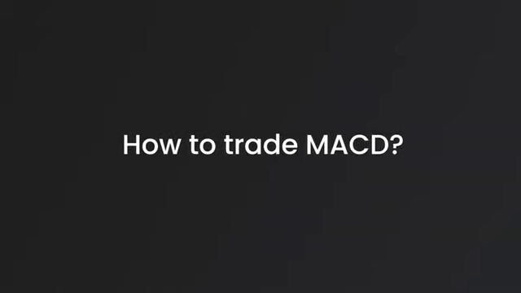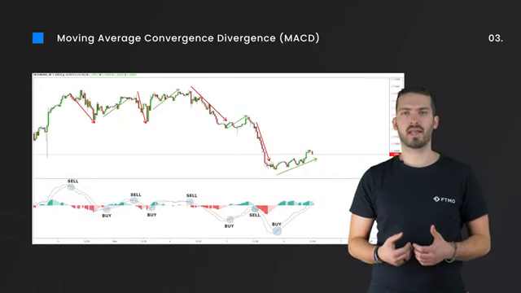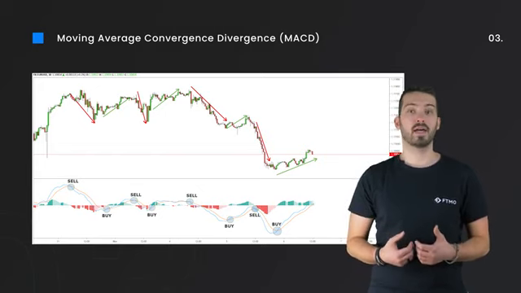How to trade with the MACD indicator? When the MACD crosses the signal line, it is perceived as the start of a new trend. Falling below the signal line indicates a signal to sell, and rising above suggests that it is time to buy.